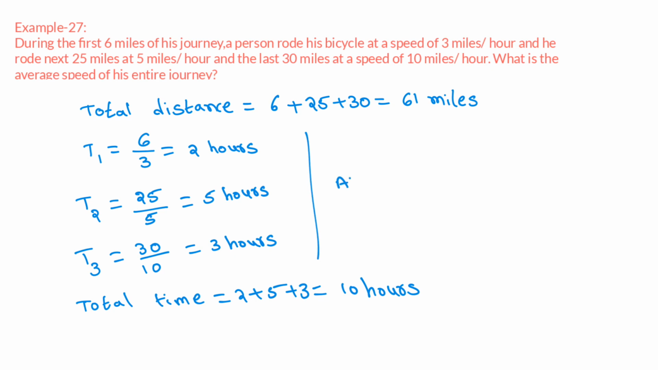So let us consider the average speed as the total distance covered over total time. So that is 61 over 10, which is equal to 6.1 miles per hour.